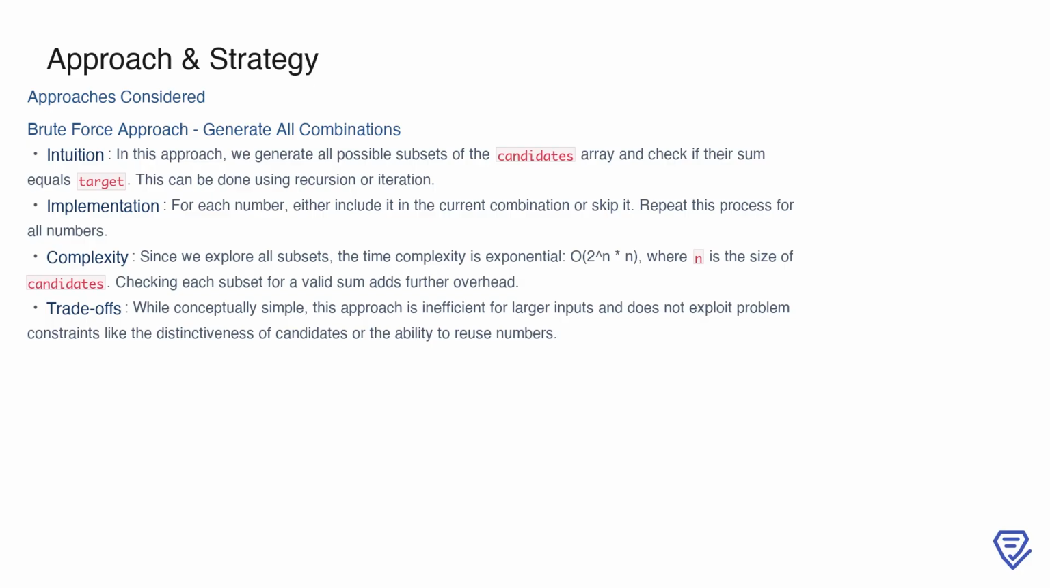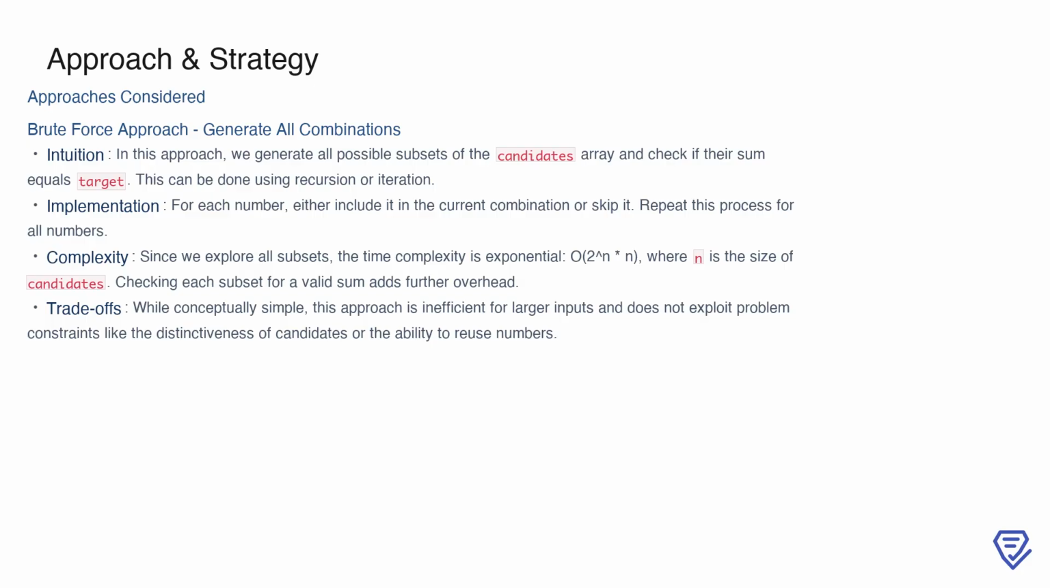The idea here is to generate all possible subsets of the given candidates array and check whether each subset sums up to the target value. This can be achieved using either recursion or iteration. For each number in the array, we make a decision, either include it in the current combination or skip it entirely, and then repeat this process for all other numbers.